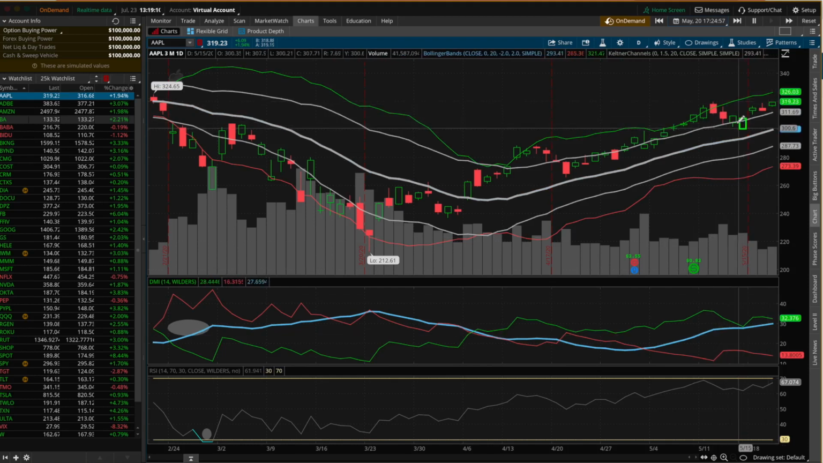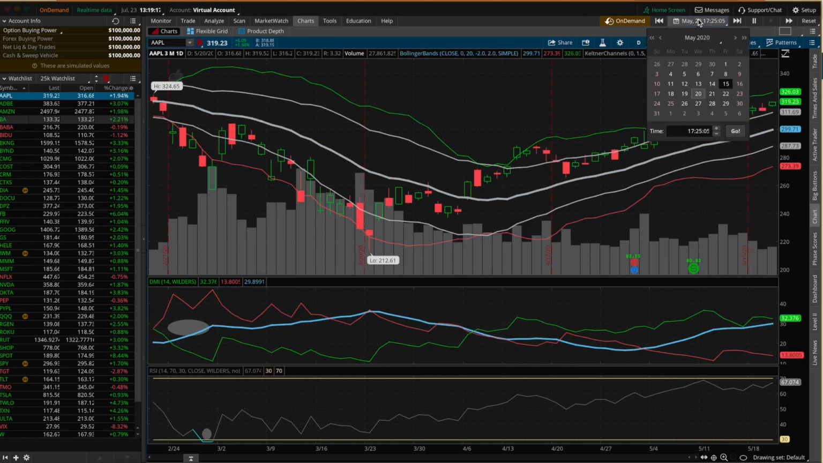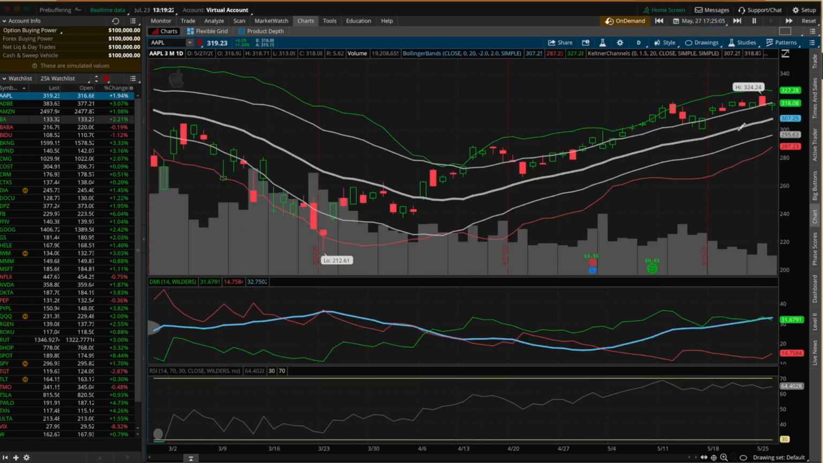And also notice that after the small pullback, the ADX is continuing to go up. That means this trend is not stopping anytime soon. Let's add another week to the current date and see what happens. So ADX is still getting stronger, and although it feels like Apple is choppy, it's making new highs.